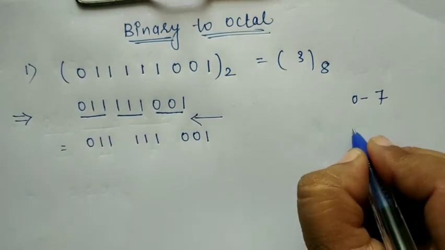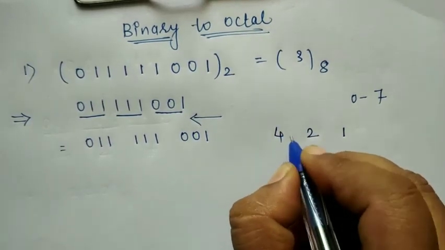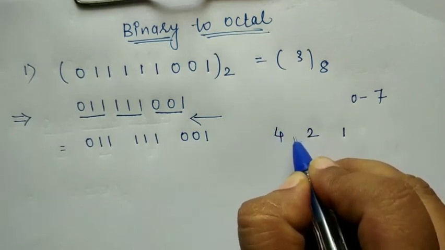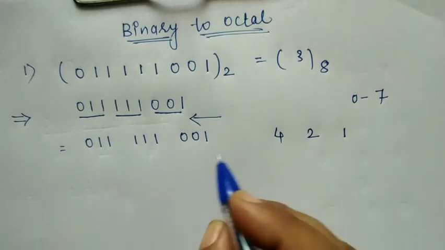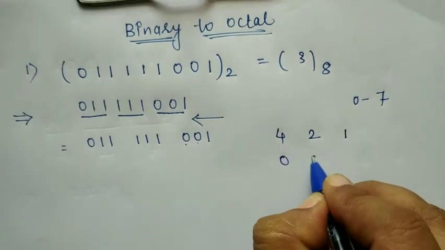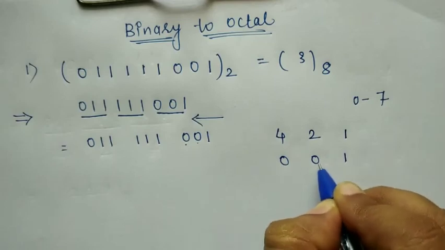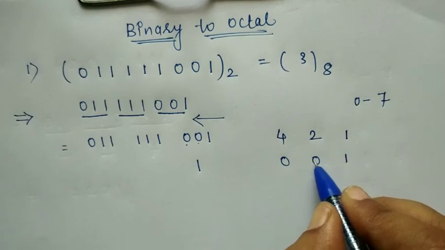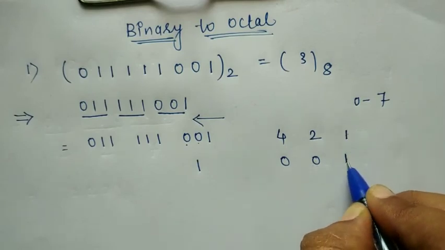How can we calculate this? We'll use the formula 1, 2, 4. See students, in the octal number system the required answer is in 3 bits. So we will write 001 here. The equivalent octal number of this group is 1. Why is it 1? Because these two are 0, so we will just consider this one, below which the 1 is written.